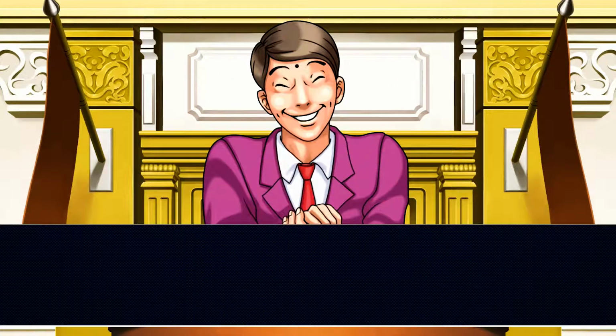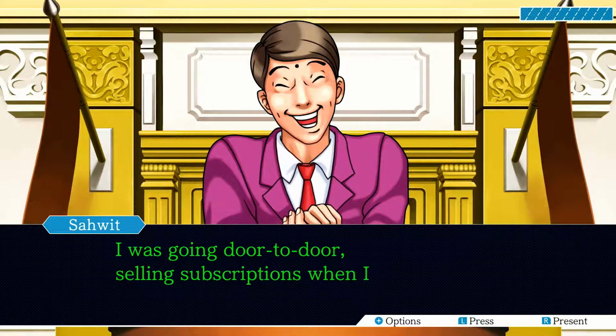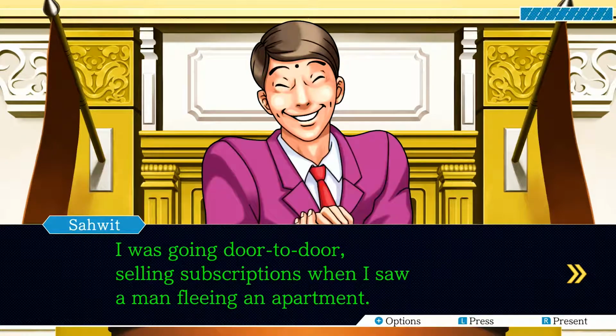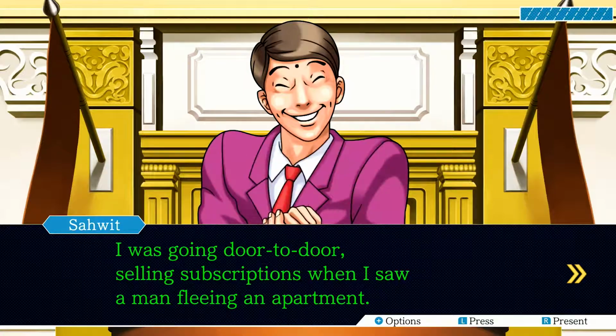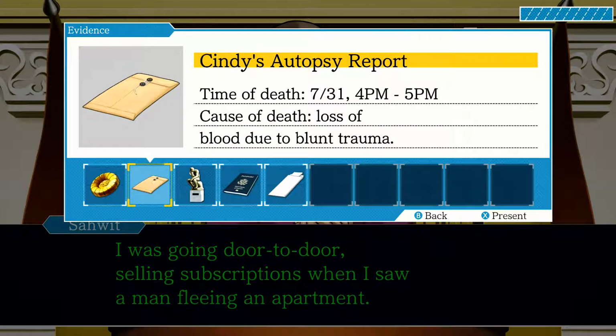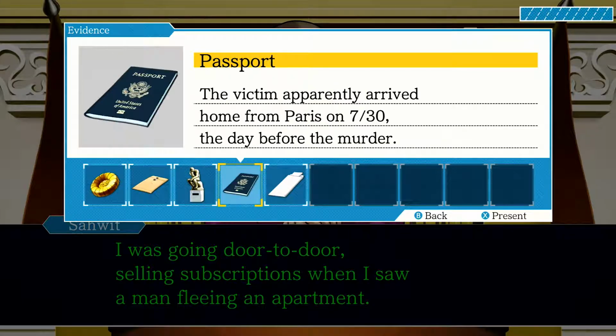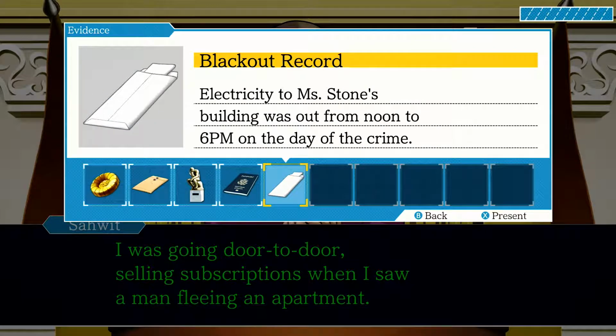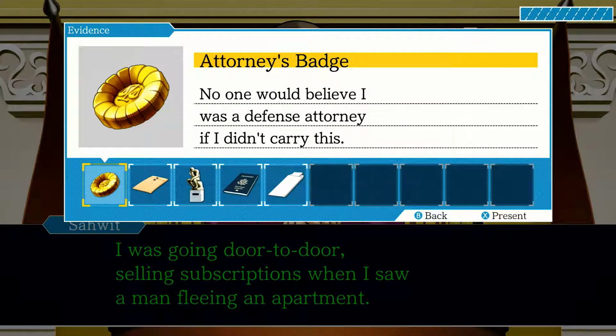Witness's account. I was going door to door selling subscriptions when I saw a man fleeing an apartment. Okay, first off, time of death, 4 to 5 p.m. Statute is rather heavy. The victim apparently arrived home from Paris at 7:30 the day before the murder. Electricity from it was off. Okay. No one would believe I was a defense attorney if I didn't carry this. Mm-hmm. Uh-huh. Okay.